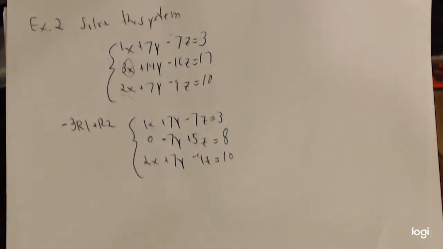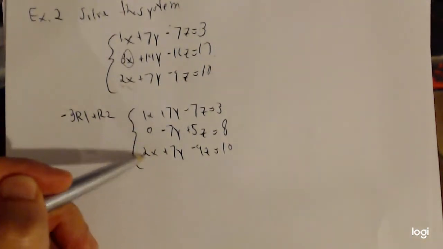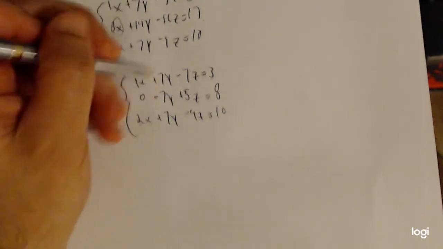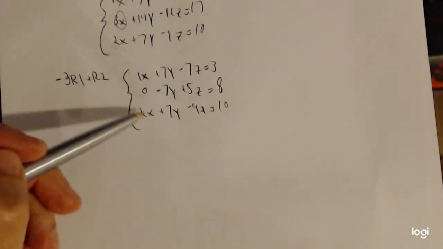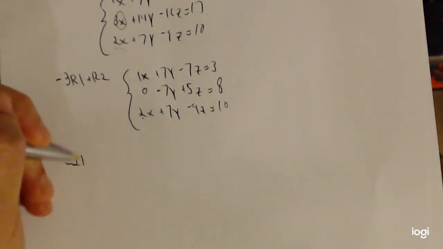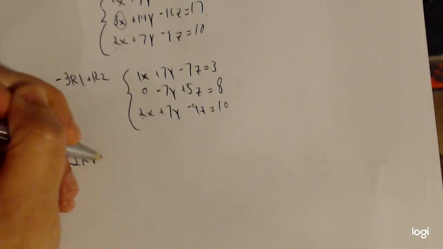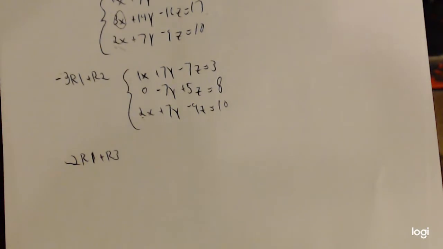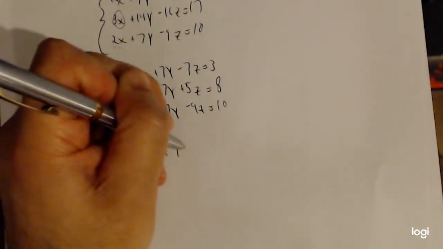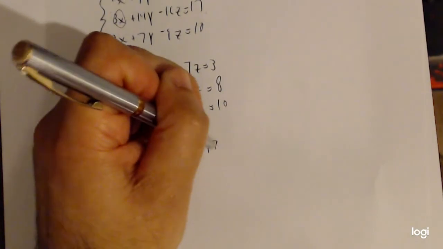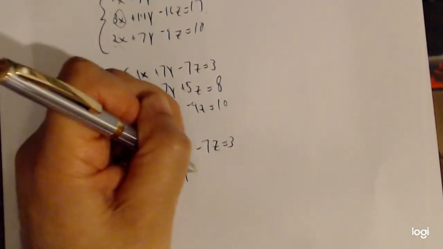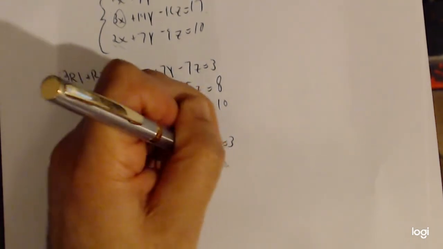Okay, now what do we want to do now? We want to turn row 3 into a 0, and once again I have to use row 1. So what do I do to turn row 3 into 0? I'll grab row 1 and multiply it by negative 2, and I'll add it to row 3. And if I do that, what do I have here? I get x plus 7y minus 7z equals 3. 0, negative 7y plus 5z equals 8.